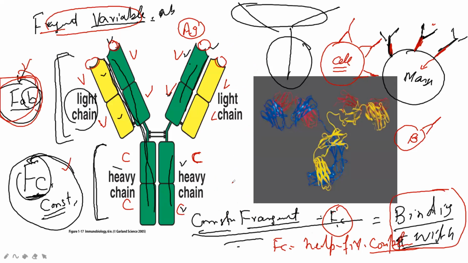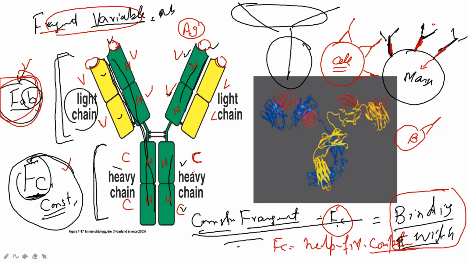Let's see here. The green one is the heavy chain, okay? This green one is the heavy chain.